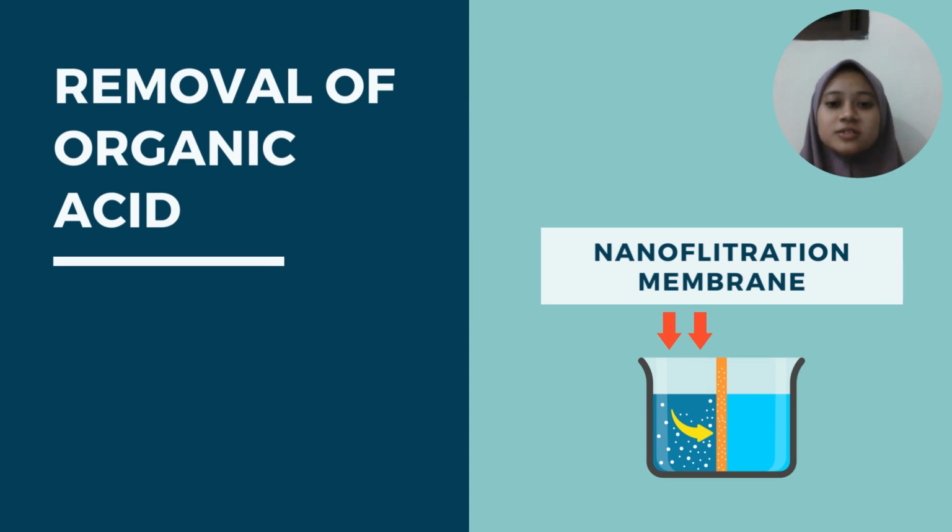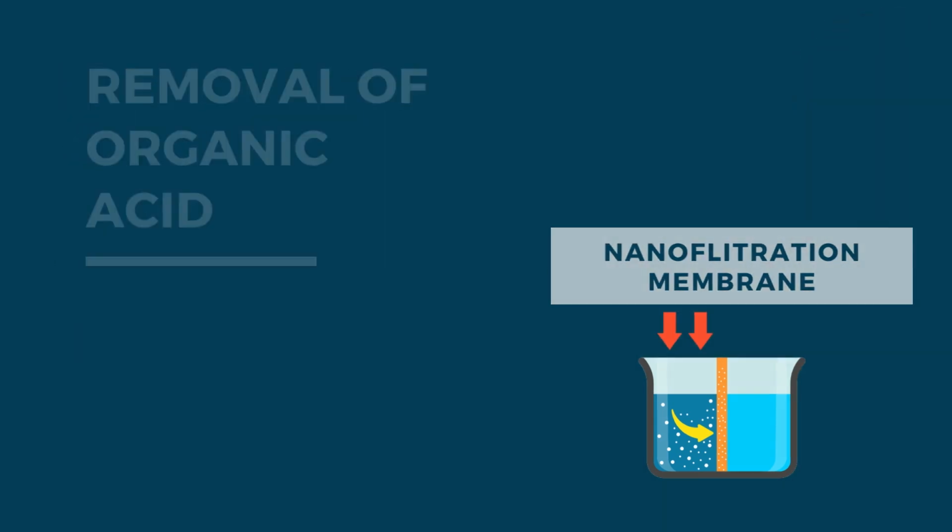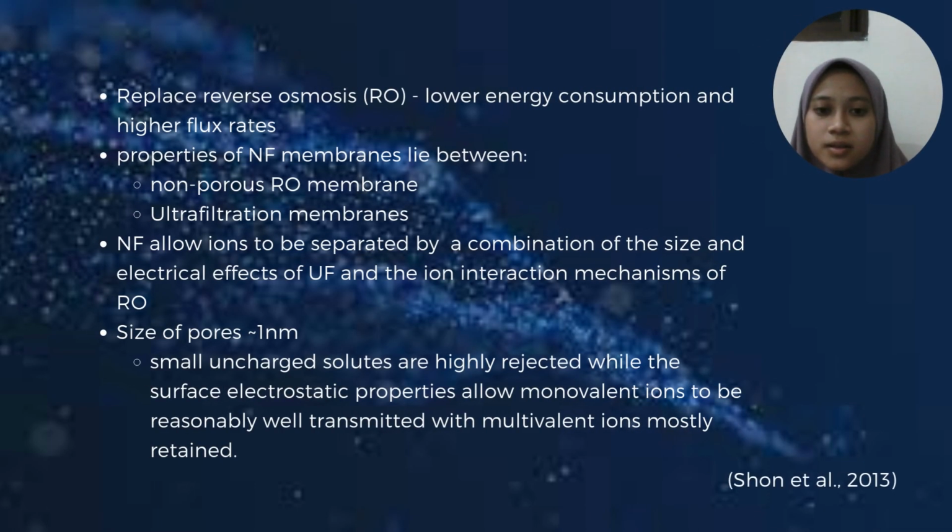Now I'll talk about the removal of organic acid in the wastewater. The most common and conventional treatment for organic acid is the nanofiltration membrane. The technology of the nanofiltration membrane has been used to replace reverse osmosis (RO). This is due to the lower energy consumption and higher flux rates.